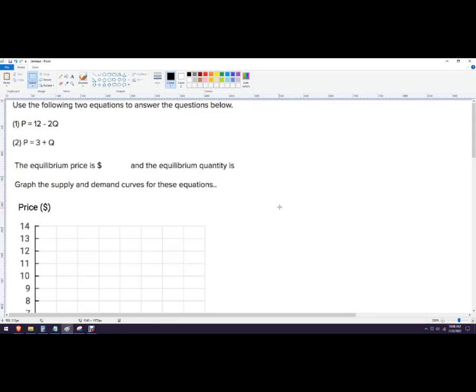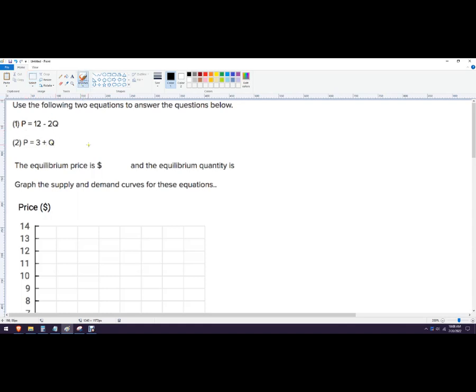In this problem, we've got a pretty simple supply and demand function, and we need equilibrium price and equilibrium quantity. This problem doesn't tell us this, but this right here is the inverse demand function, and we know that because it's going to have that negative slope on the quantity. And this here is the supply function, and the higher the price, the higher the number this gives us in quantity.